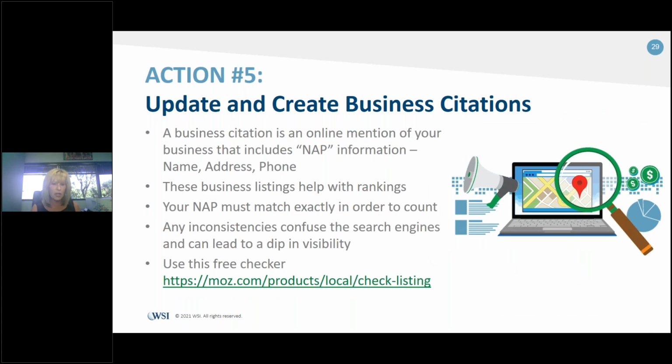Action number 5. So this is creating, I'll call them business citations or directories online. Google My Business is really the creme de la creme of business citations. So a business citation is a mention of your business that includes what's called NAP, your name, your address, and your phone number. And that's what I talked about earlier when I was speaking about setting up your Google My Business. You need to make sure the name, address, and phone are consistent from your website to that Google My Business listing and also in these business citations.